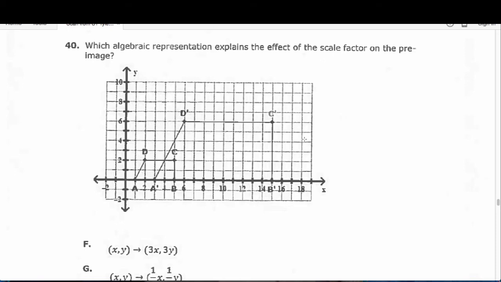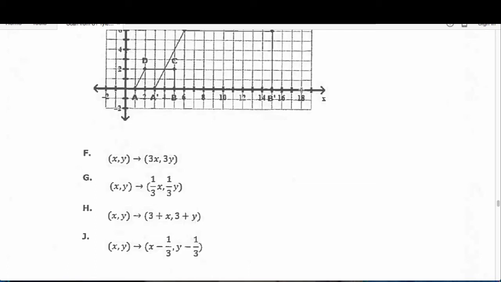Question 40. Which algebraic representation explains the effect of the scale factor on the pre-image? F. xy to 3x 3y. G. xy to 1/3 x 1/3 y. H. xy to 3 plus x 3 plus y. J. xy to x minus 1/3 y minus 1/3.